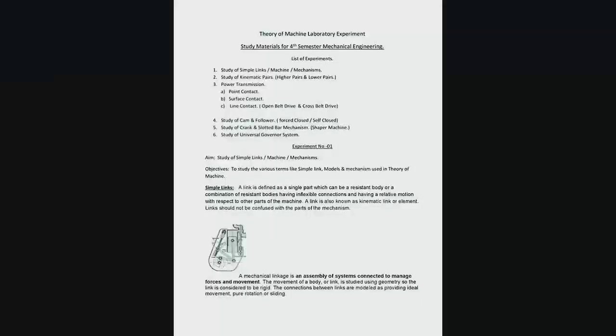Theory of Machine Laboratory Experiment Study Materials for 4th Semester Mechanical Engineering. List of experiments. 1. Study of simple link/machine/mechanisms. 2. Study of kinematic pairs. Higher pairs and lower pairs.